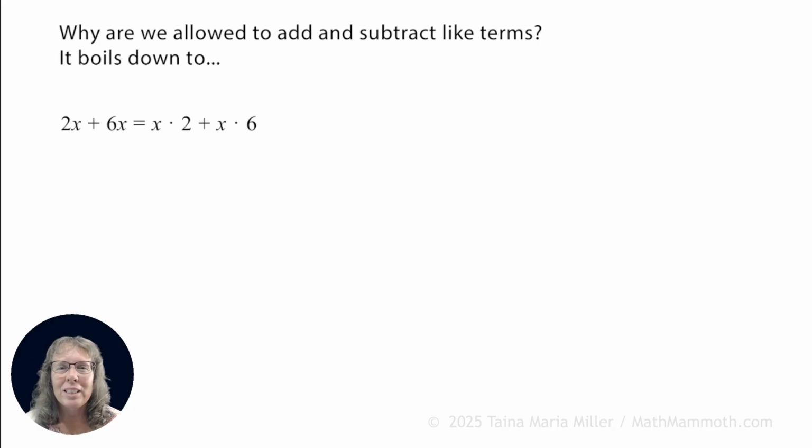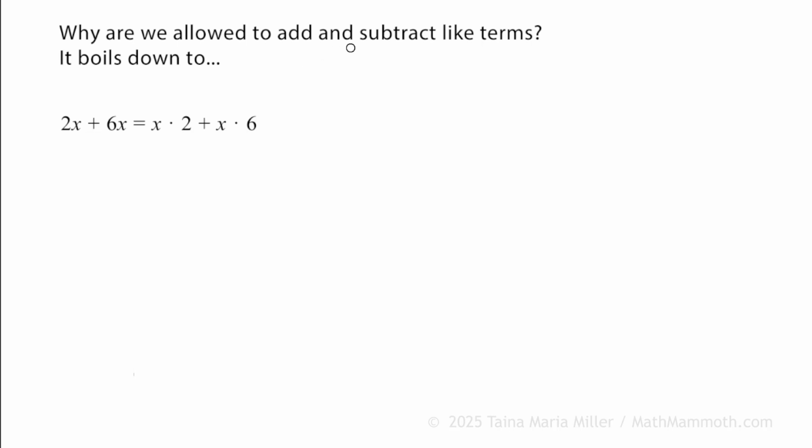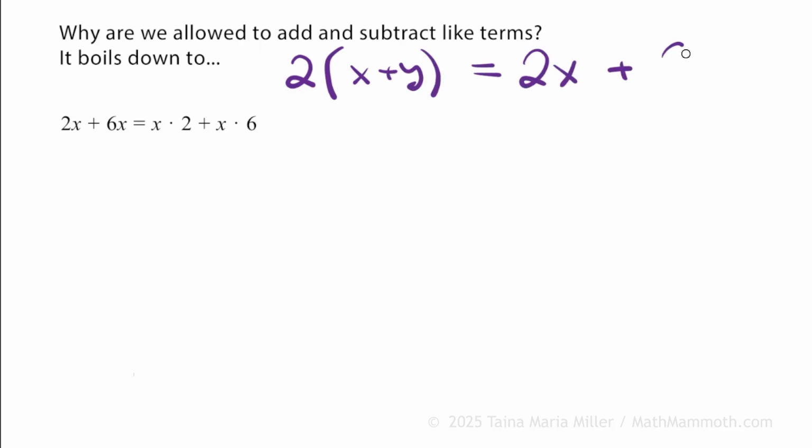Lastly, I wanted to look at just briefly as to the reason why we can add or subtract like terms. What does it actually come from? Well, it boils down to something you know, the distributive property. Remember? I'll give you one example. For example, if you had 2 times in parentheses x plus y, then this is 2 times x plus 2 times y. We distribute the multiplication by 2.